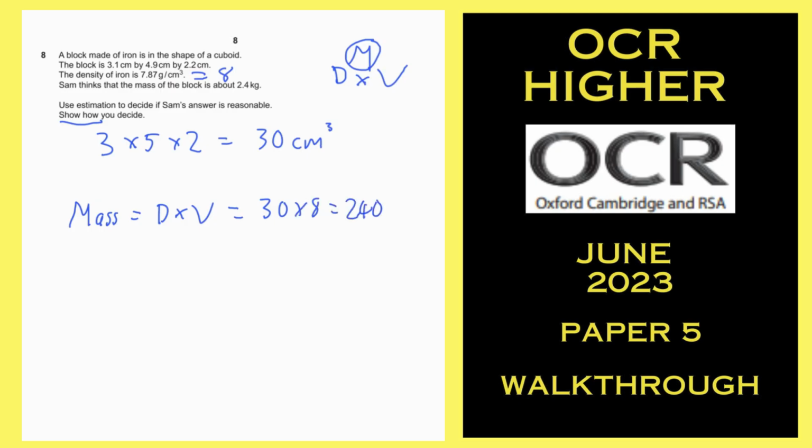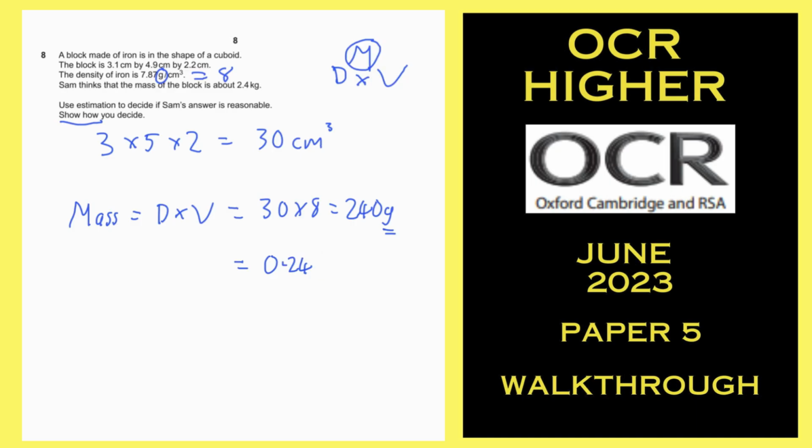It's 240 grams, because the density was in grams per centimetres cubed. The block was in centimetres. The mass, therefore, is in grams, and if we convert that, that's actually 0.24 kilograms.